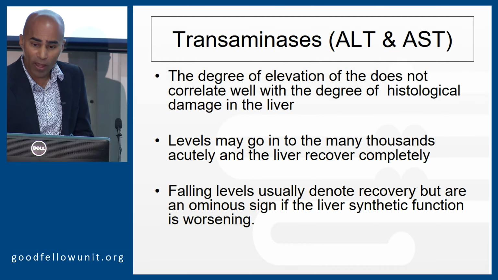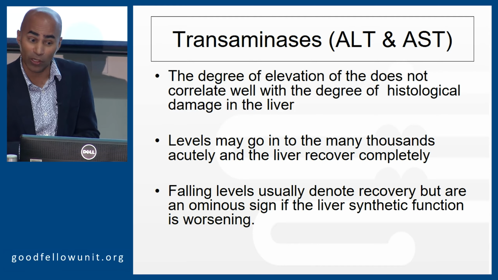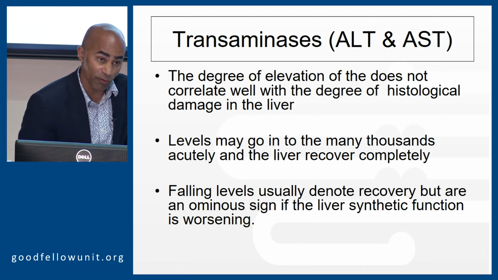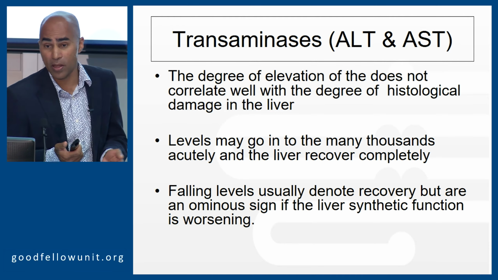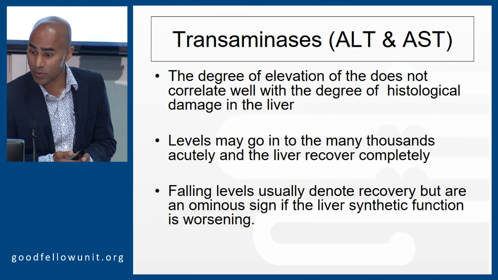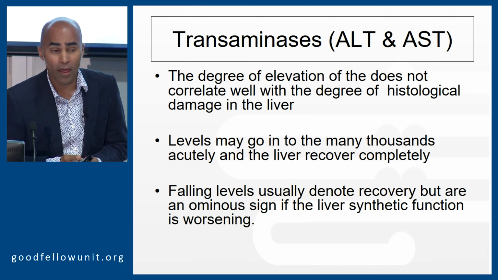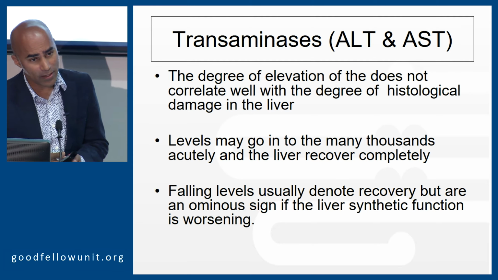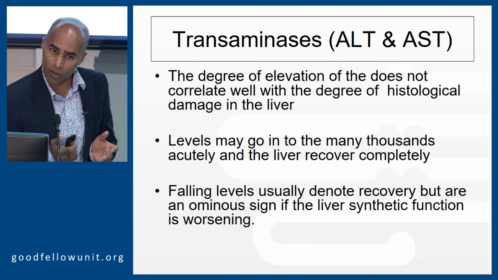The degree of elevation doesn't correlate very well with the histology that you see potentially on liver biopsy. The levels can go very, very high and you can get improvement and resolution on subsequent biopsies. The liver has an amazing regenerative capacity as well. When the ALT and the AST do start to fall, it does suggest that the acute insult is gone, but you've got to be quite cautious.